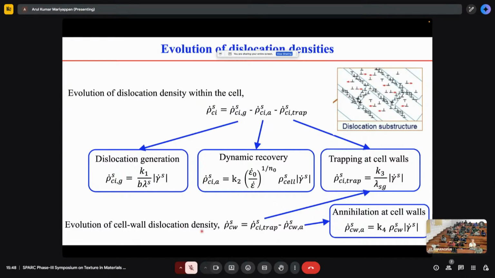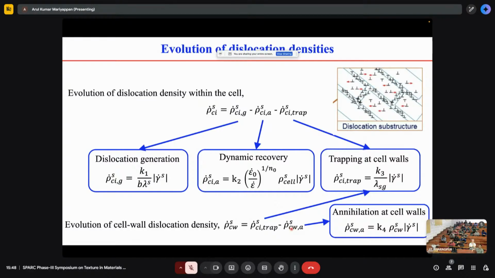For the cell wall dislocation density, whatever amount of dislocation has been trapped at the cell wall from the cell interior will be added to the cell wall dislocation density. But sometimes we also have annihilation of dislocations within the cell wall, so we have to account for it. This way, we can update or evolve the dislocation content in the cell interior as well as the cell wall.